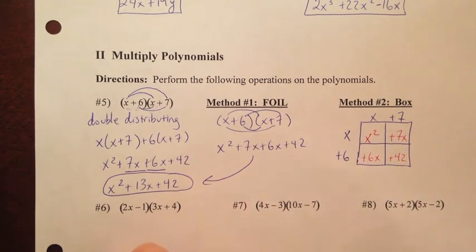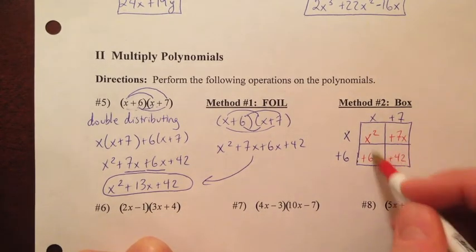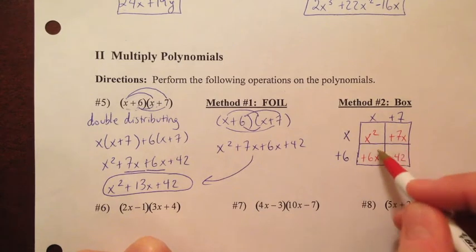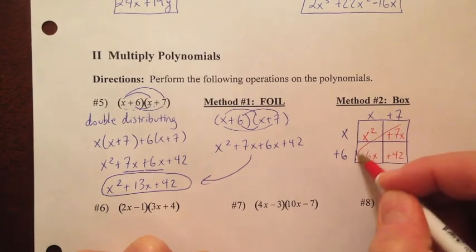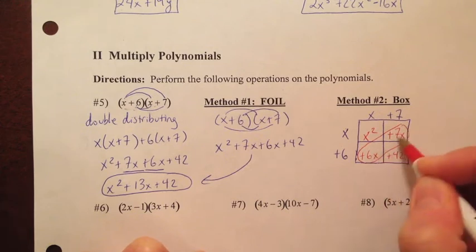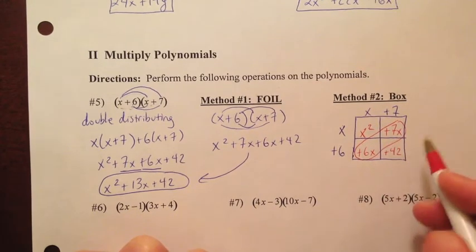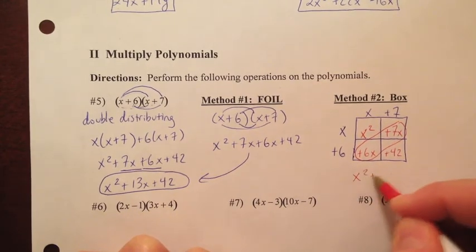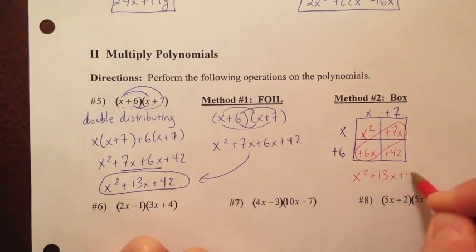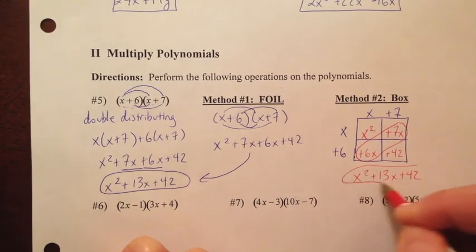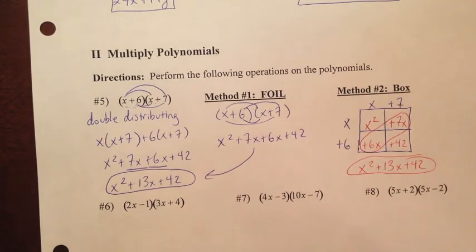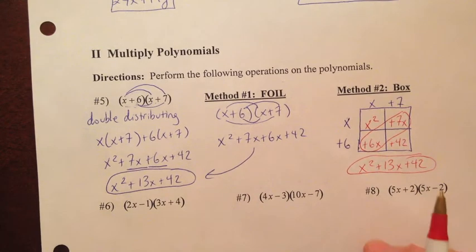Now this is all multiplication. Now you have to add the like terms, so you're looking in your square, and I see these two terms, 6x and 7x. Those are both like terms, so I add those up. What we get is x squared plus 13x plus 42. Any of these methods work. It just depends on what you prefer to use, as long as you get the answer right.